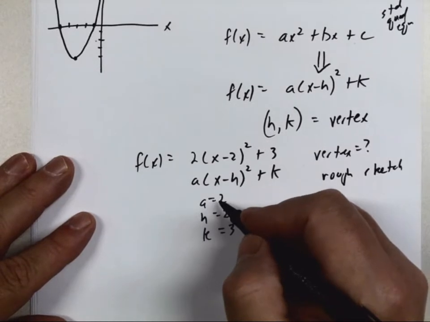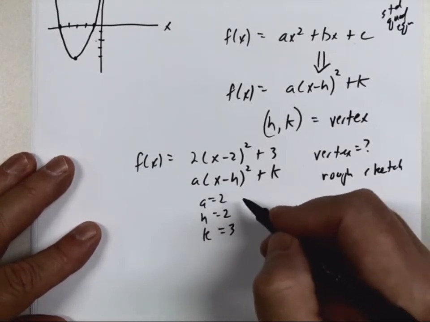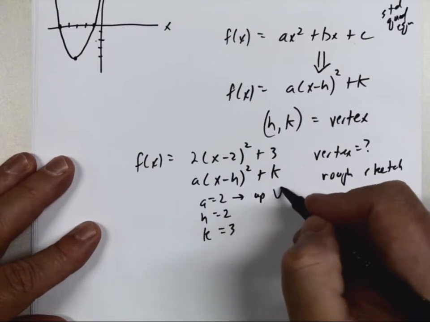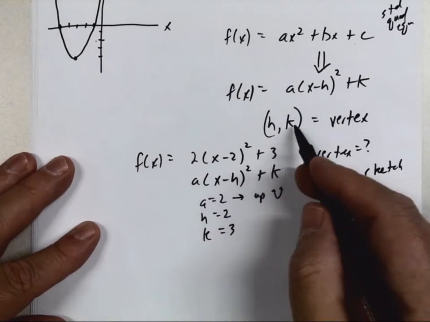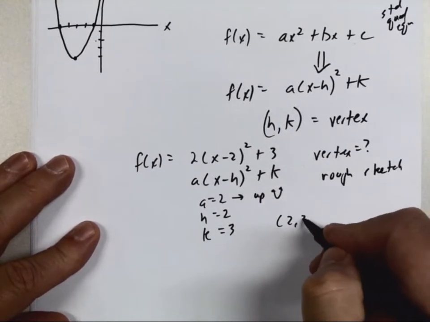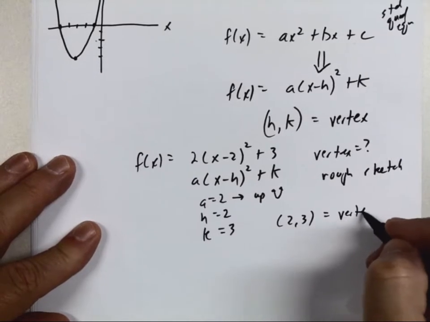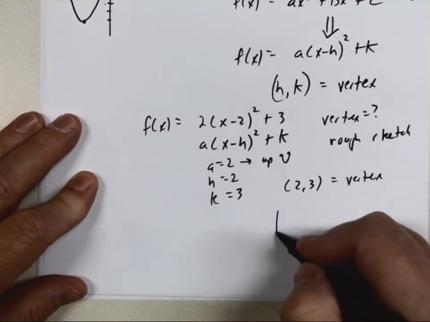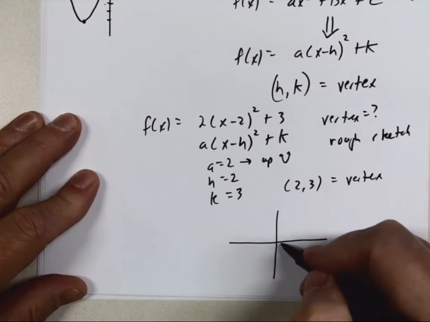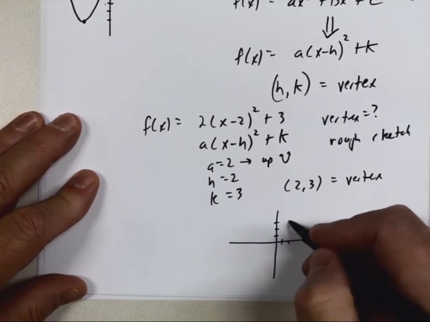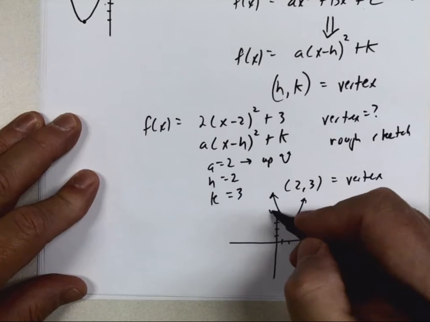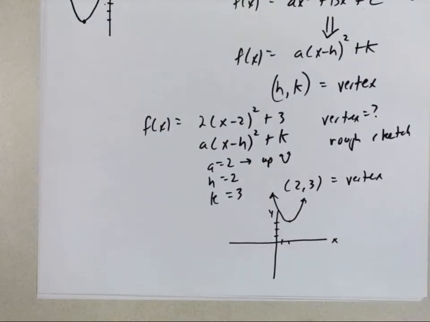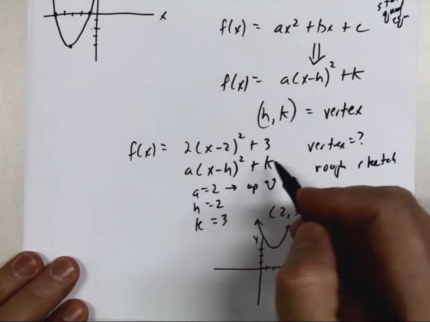So when a is 2, that has the same meaning as in the other equation. It's going to open up. h and k are 2 and 3, and h and k is my vertex. So now if I'm going to make a rough sketch, the vertex is at 2, 3, and it opens up. There's a rough sketch. So if they give you an equation in this form, it's pretty helpful.